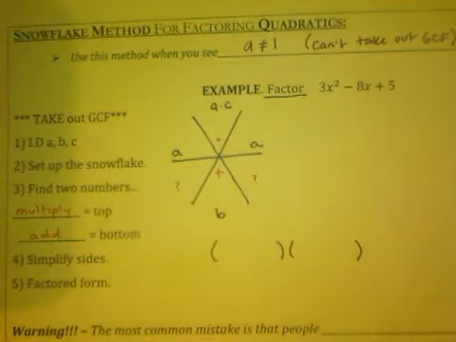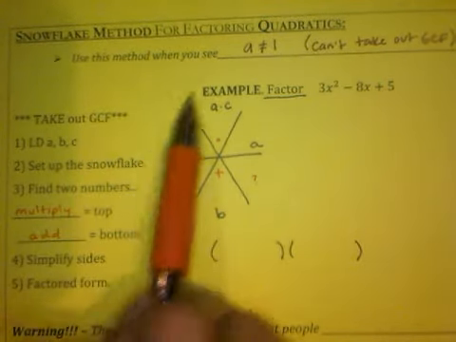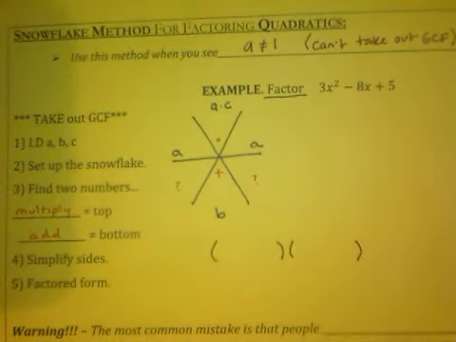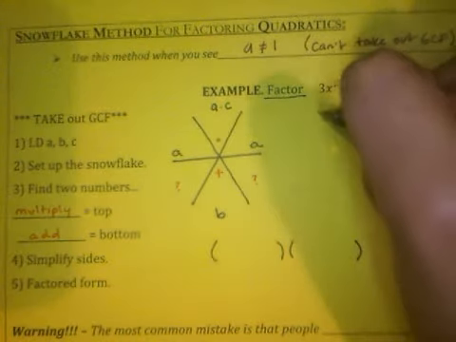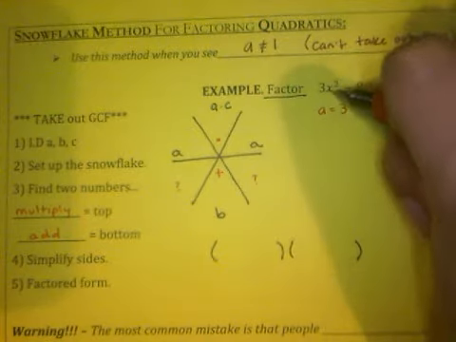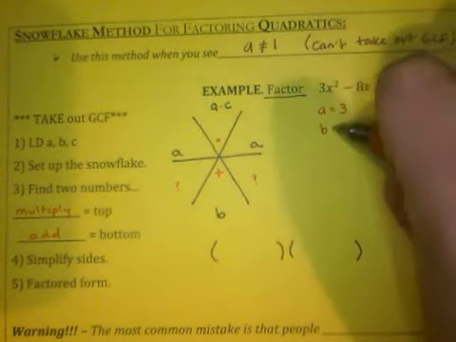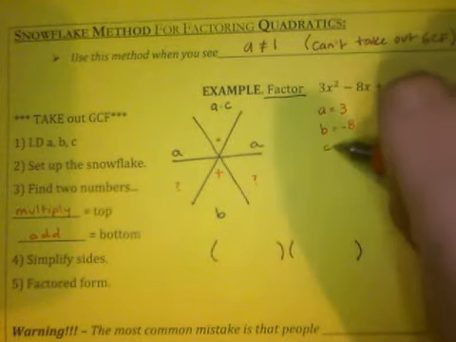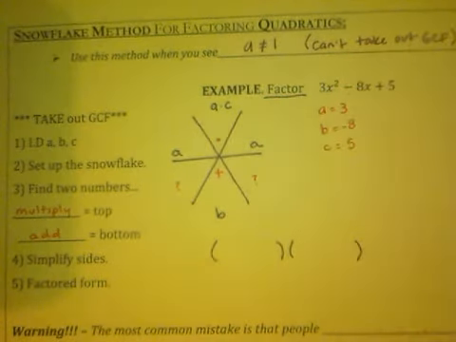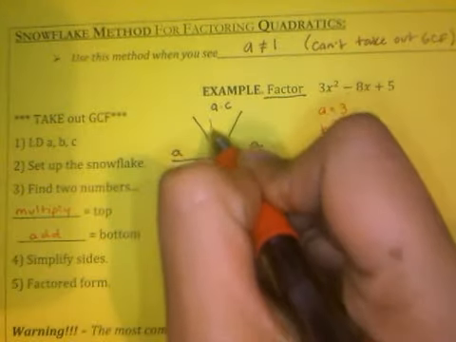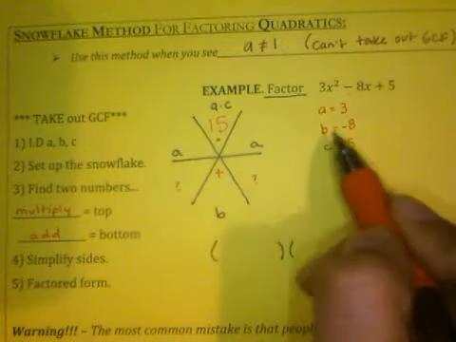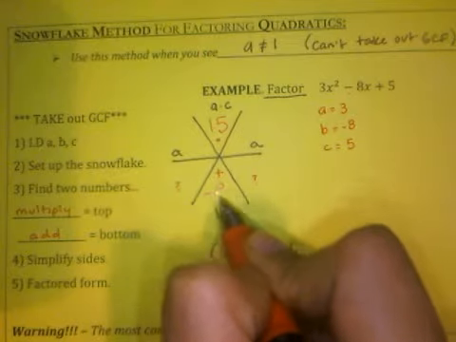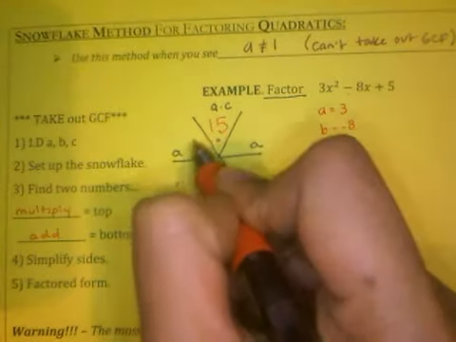The first step, of course, is just to identify A, B, and C. And these are all numbers that come from my quadratic. In this particular example, A equals 3 because it's the coefficient of x squared. B equals -8 because it's the coefficient of x. And C is the constant, 5. When I take these numbers and plug them in to the snowflake, A times C is 15, which goes up top. B is -8, which goes at the bottom. And A is 3.